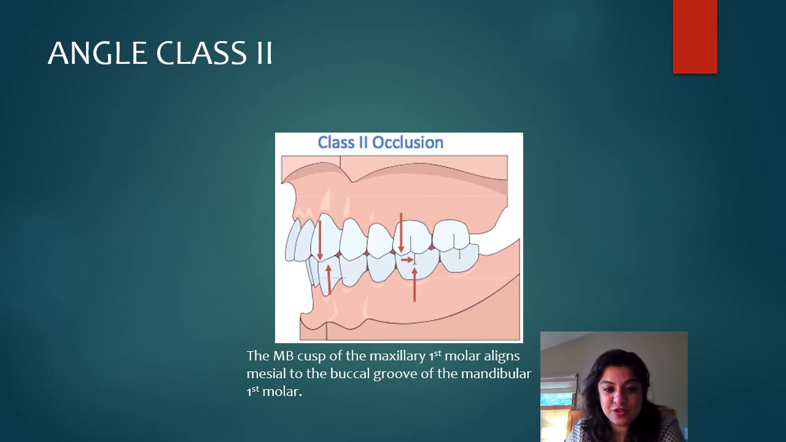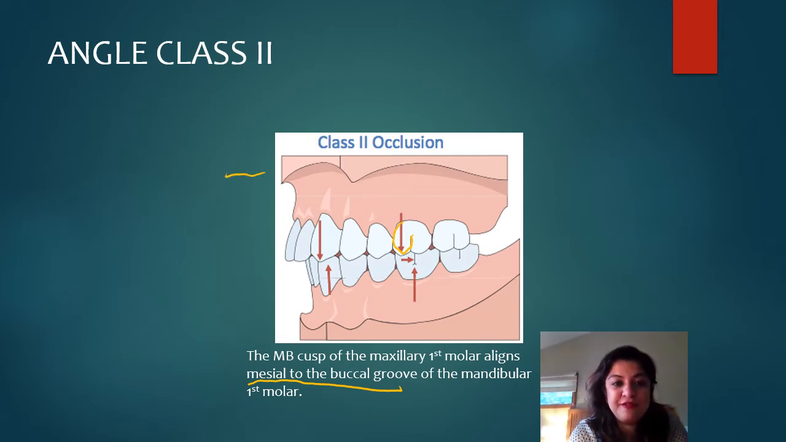What is Angle class 2? The mesiobuccal cusp of the maxillary first molar is mesial to the buccal groove. So this is not sitting in this anymore. If you imagine the whole upper arch being shifted forward this way, what is going to happen? The mesiobuccal cusp of the upper maxillary molar is now mesial to the lower mandibular groove. So imagine the entire upper segment got shifted forward.